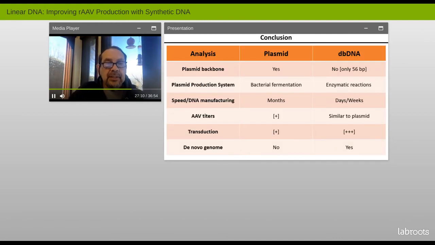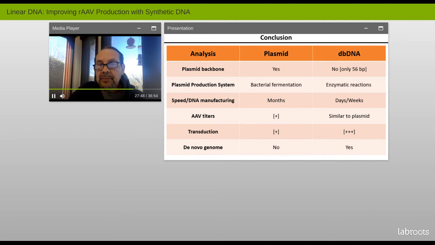The conclusions and take-home message is that if you analyze these reagents for plasmid backbone, you can see that when you compare the original approach to the Doggybone, there still is the ongoing concern of contamination of plasmid backbones. However, this is not seen with the Doggybone since there's only 56 nucleotides total on either side of the starting reagent. The plasmid production system currently used requires fermentation and growing of bacteria.